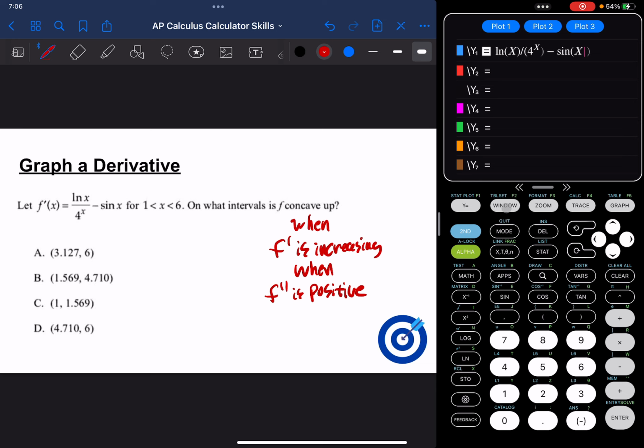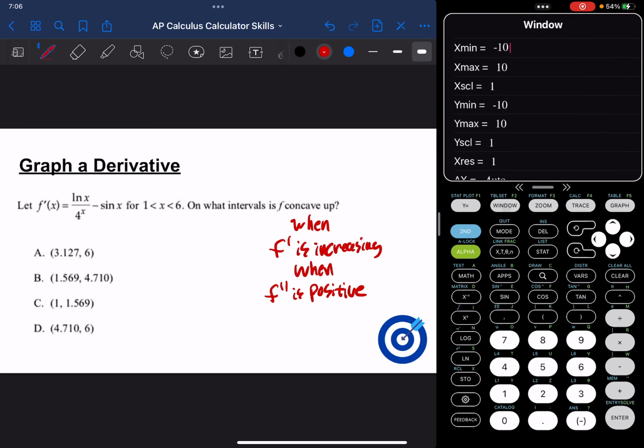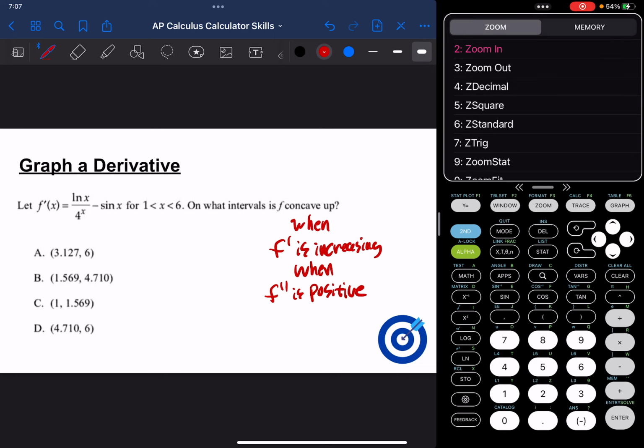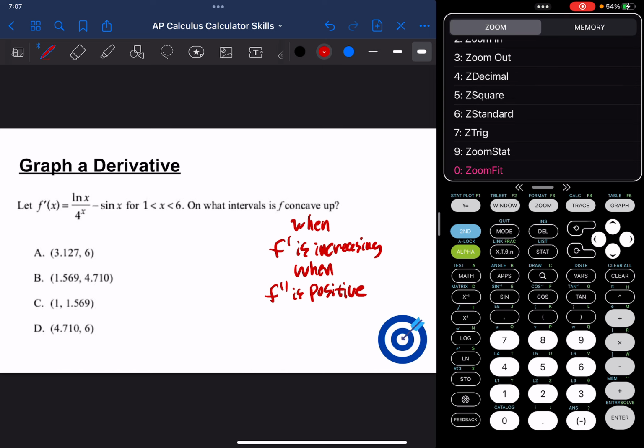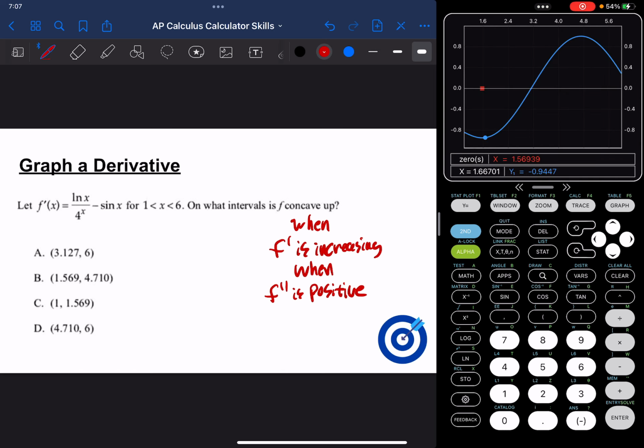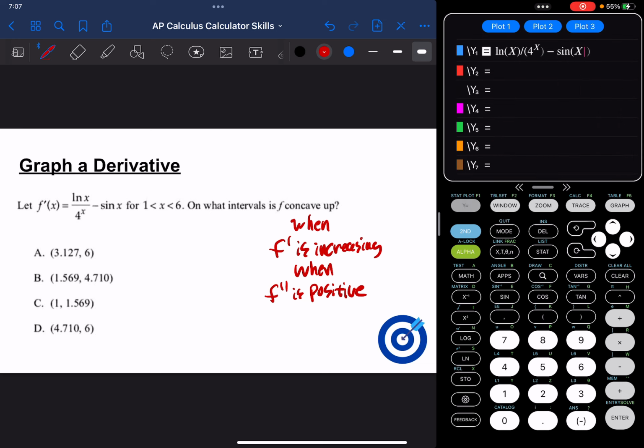Now, let's define our window so we know what we're looking at. So our window should be 1 to 6. And then we will go to zoom and go down to zoom fit. So the calculator will fit this picture for us. Now the problem is that this is actually the graph of f prime. Well, we don't want that. So we're going to actually go and turn this off.